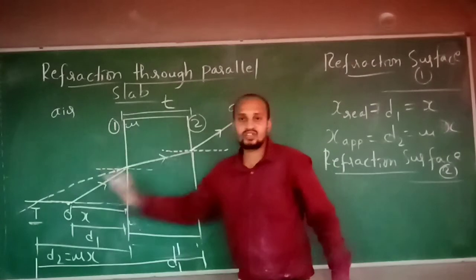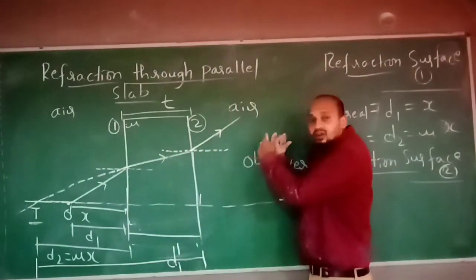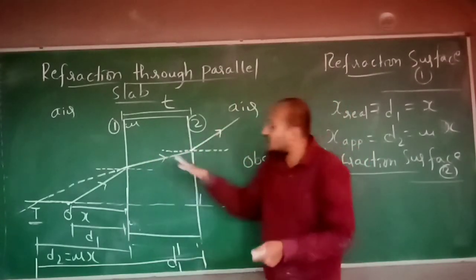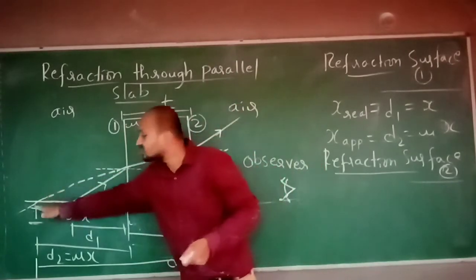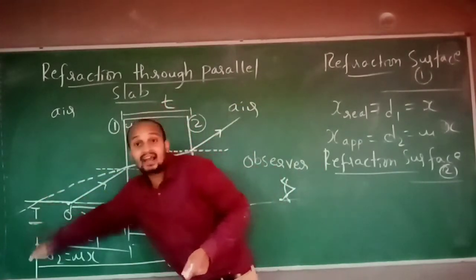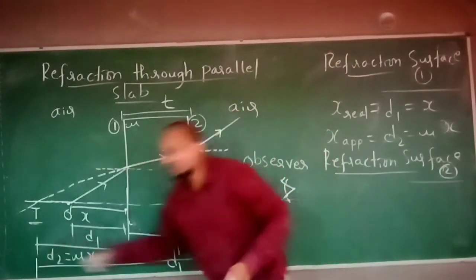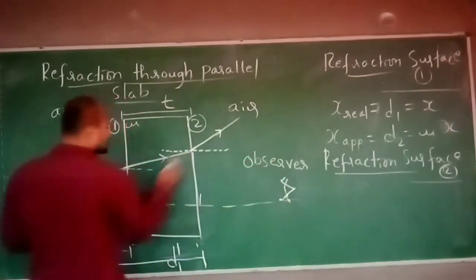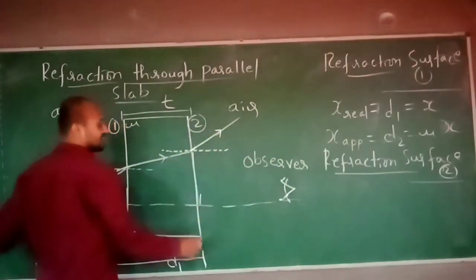Now forget about the first surface; I am only talking about the second surface. The observer is in the rarer medium, and the object is in the denser medium. Where is the object? This is the object. So what is the real depth of the object? D1 dash from the second surface. This is the real depth of the object for the observer from the second surface.